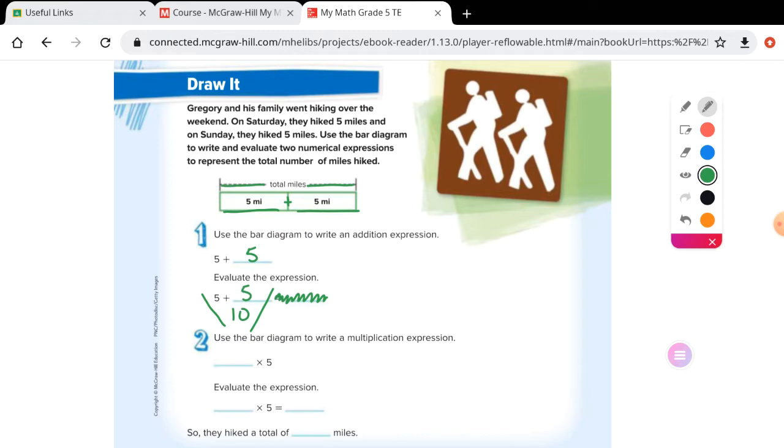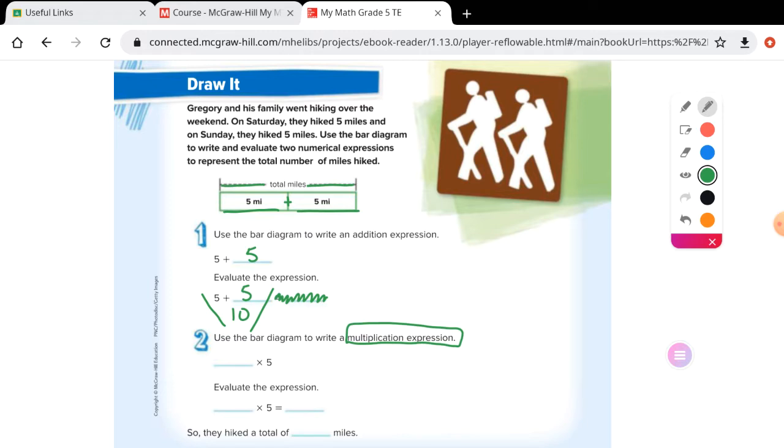Okay, the next one says use the bar diagram to write a multiplication expression. So something I want to make sure you know, bar diagrams always show addition. It's always an addition sentence. But how can I turn it into a multiplication problem? Mila? Because you're going to have an equal sign for your answer, and you're not going to have an upside down triangle. Nope, I'm still going to have an upside down triangle. I'm still going to solve an expression or simplify an expression.